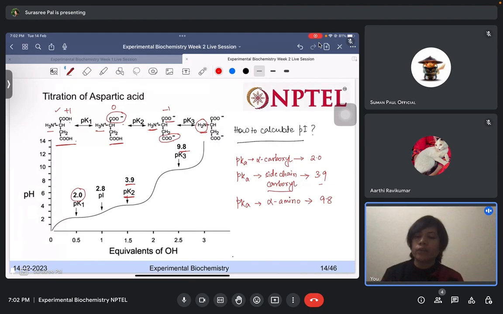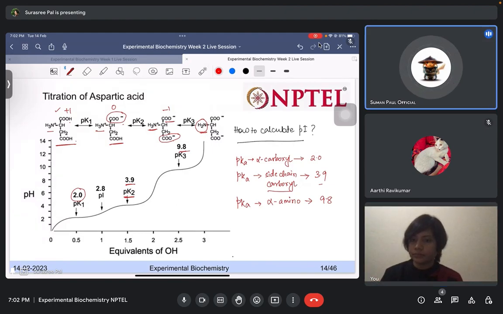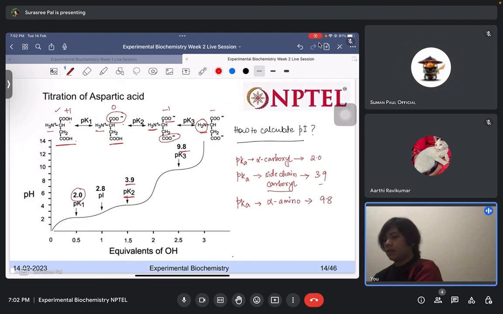So now again, what is the net charge on this molecule? -2, exactly. So here you can see that since it has 3 pKa values, this aspartic acid exists in these +1, 0, -1 and -2 charge states, right?